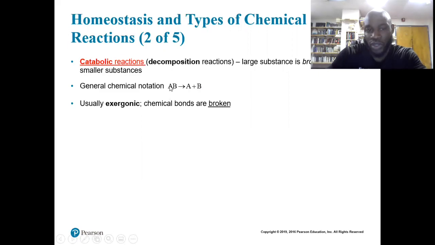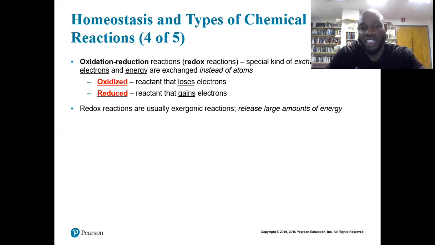Catabolic is generally AB, so a big molecule broken down into A plus B. That's the general chemical notation. Usually exergonic, chemical bonds are broken. Oxidation reduction. These are kind of an exchange reaction, right? This is what happens in a battery. But in the oxidation reduction reactions, you have a reactant that's oxidized, loses electrons, and a reactant that's reduced gains electrons.